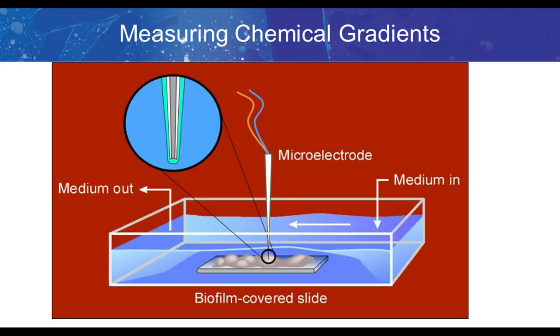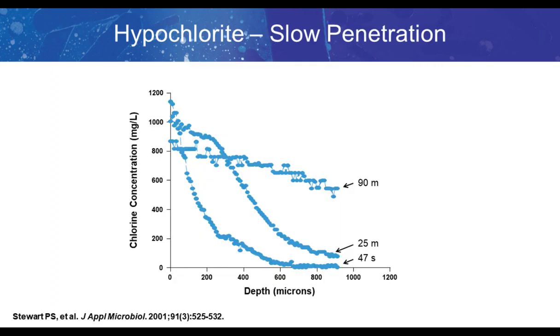And so one of the ways that we can study biofilms is to directly measure chemicals in the biofilm using tiny microelectrodes. And these microelectrodes have tip sizes ranging from maybe around 10 microns to 50 microns. And we can actually insert those into the biofilm and directly take chemical measurements. And here's an example of that with hypochlorite or bleach.